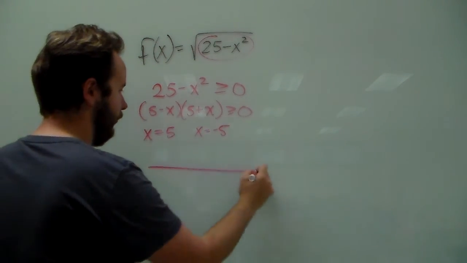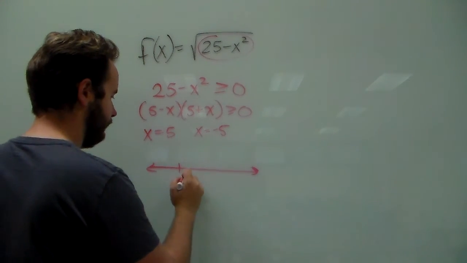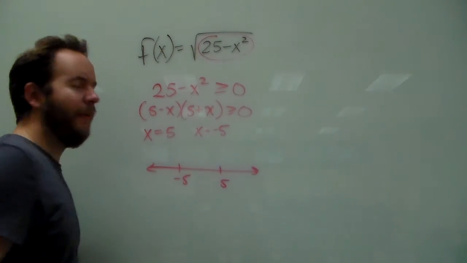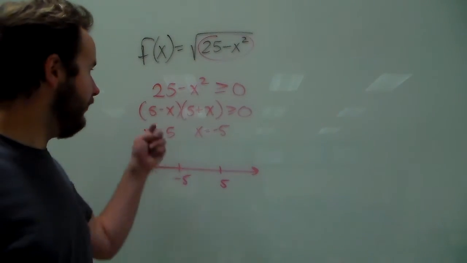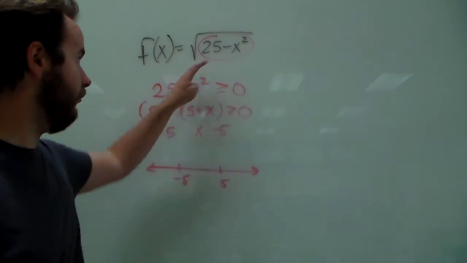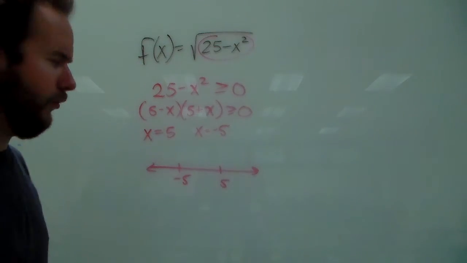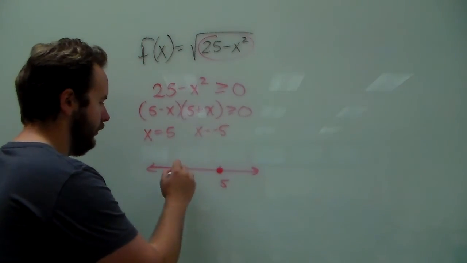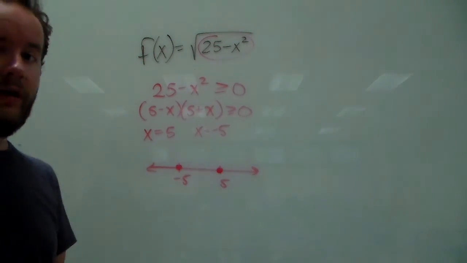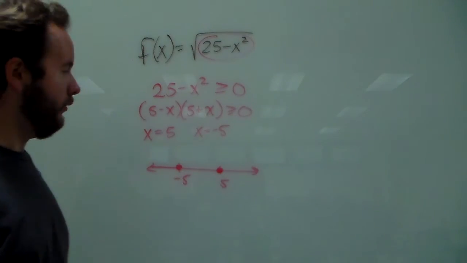So I want to mark those down on a number line. Remember, I can include 5 and negative 5 because they cause the inside of the square root to be 0, which is okay. So we're going to include these. Then we're going to ask ourselves, do we shade in the middle or do we shade outward?